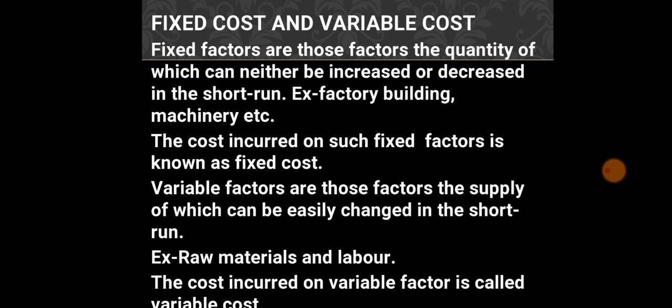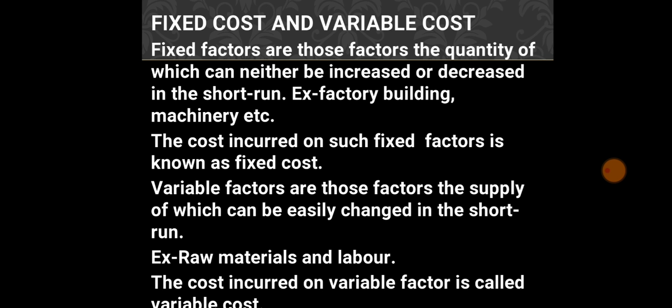So those factors, the supply of which cannot be increased or decreased in a very short period, suppose in a week, such a type of factor is what is known as fixed factor. And the cost that is incurred by the firm owner on such fixed factor is known as fixed cost. That is the cost that is incurred in setting up a factory. The cost that is incurred in buying machinery is what is known as fixed cost.